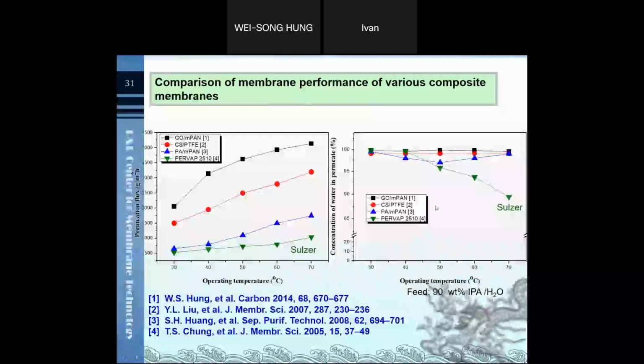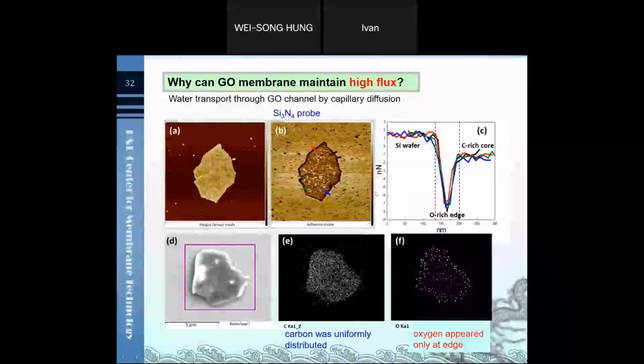We also compare the membrane performance of the graphene membrane, chitosan Teflon membranes, polyamide membranes, and commercial membranes. We can find that the graphene-based membrane has the higher permeation flux, and the graphene-based membrane can also maintain the water concentration in permeate. So here we also mention that the graphene oxide membrane can maintain the high flux.